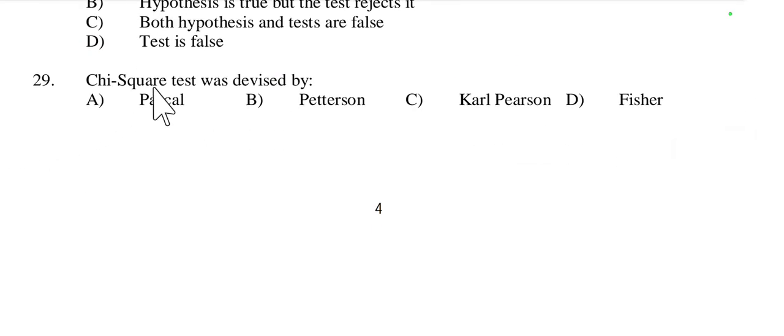Then question number 29. The Chi-square test was devised by Karl Pearson. It is a statistical test used to determine if there is a significant association between categorical variables.